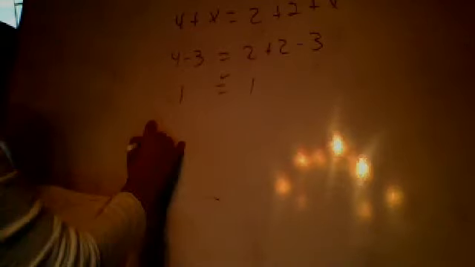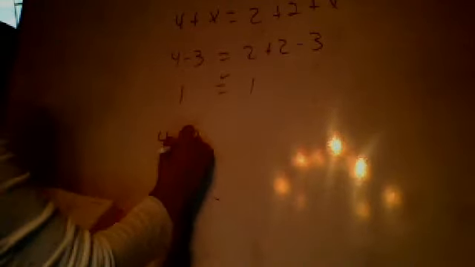And that's true. Now let's replace it with 7. So 4 plus 7 equals 2 plus 2 plus 7 is 11. And that is also a true statement. So those two equations are true. So let's look at C. It says 4 equals 6. That's false because 4 does not equal 6.